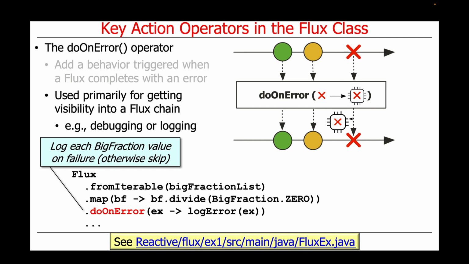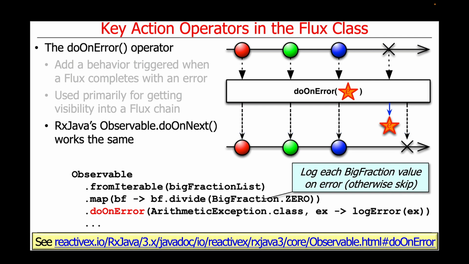In this particular case, and we'll see this example later as well, we're going to take our list of fractions, turn it into a flux, and then we're going to divide them by 0. Well, of course, dividing anything by 0 is going to trigger the arithmetic exception, which will therefore cause the doOnError method to be called, the action operator to be called, and we're going to log the error. Notice this does not fix the error, it just logs it. We'll talk later about how to fix errors.